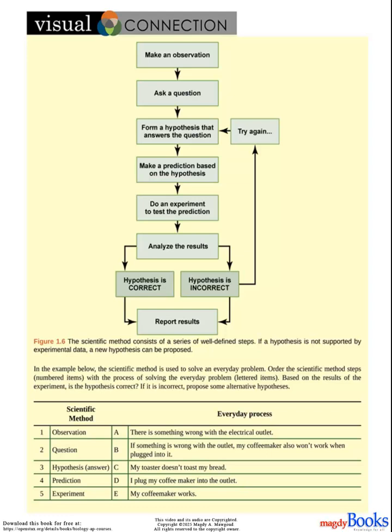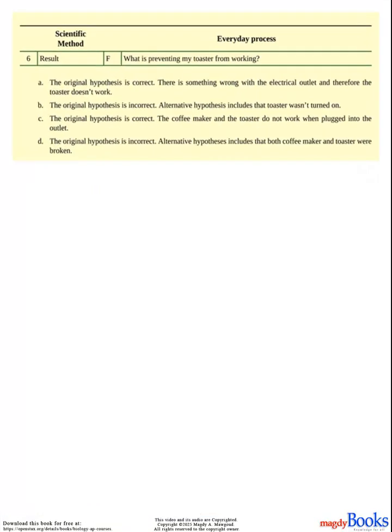Scientific method, everyday process. 1. Observation. A. There is something wrong with the electrical outlet. 2. Question. B. If something is wrong with the outlet, my coffee maker also won't work when plugged into it. 3. Hypothesis, answer. C. My toaster doesn't toast my bread. 4. Prediction. D. I plug my coffee maker into the outlet. 5. Experiment. E. My coffee maker works. 6. Result. F. What is preventing my toaster from working?